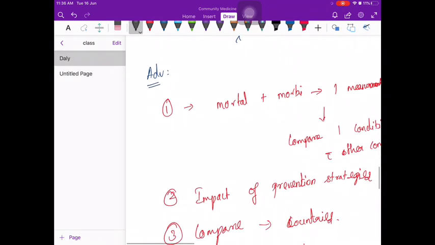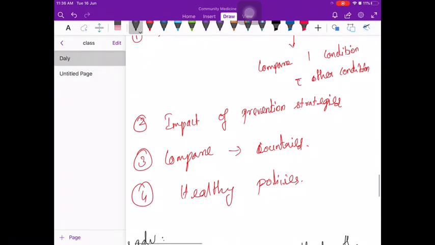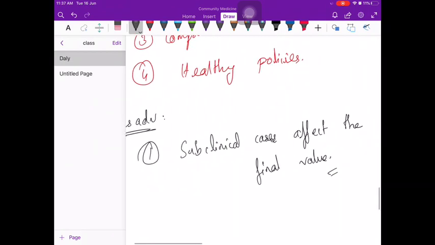And finally, coming to advantages, as we saw, this is a single measurement that combines mortality and morbidity. It helps to understand the impact of prevention strategies in preventing the disease, and also to compare the burden of disease of two countries, and also helps in formulating policies. And finally, the disadvantage is that since we are calculating the incidence, there may be some subclinical cases which can be missed from the calculation, which affects the final calculation of DALY. Thank you.